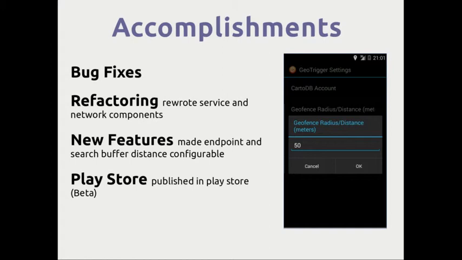I also added a couple of new features. First, I made the endpoint that the app communicates with configurable. Now you can change the CartoDB account that you connect to. And I also let users specify the buffer, or the proximity to the geofences, that can trigger an alert. And finally, I released the app to the Google Play Store.